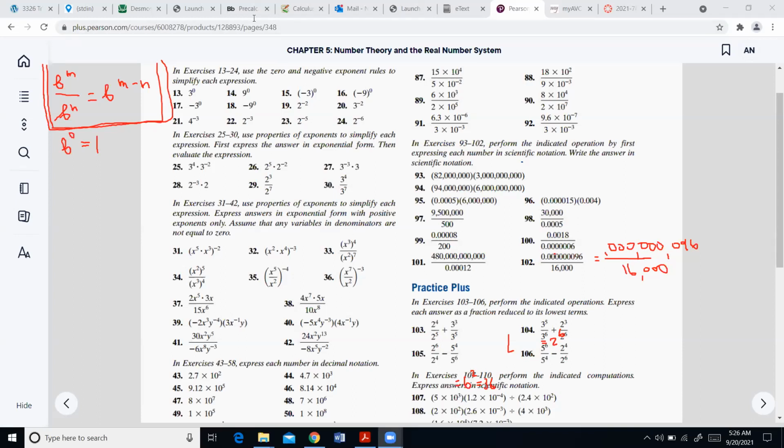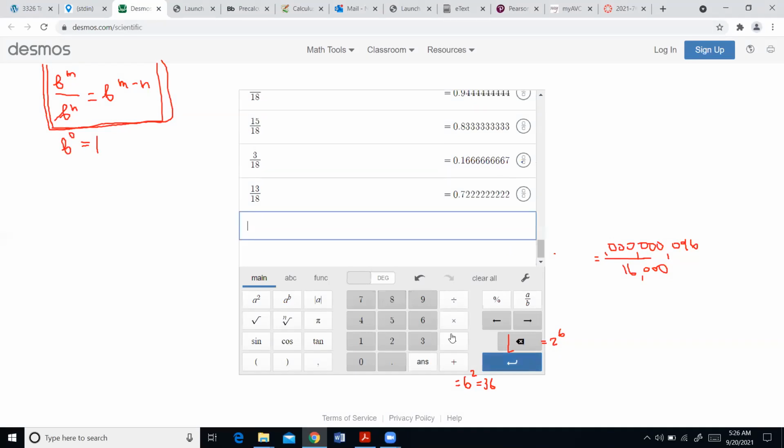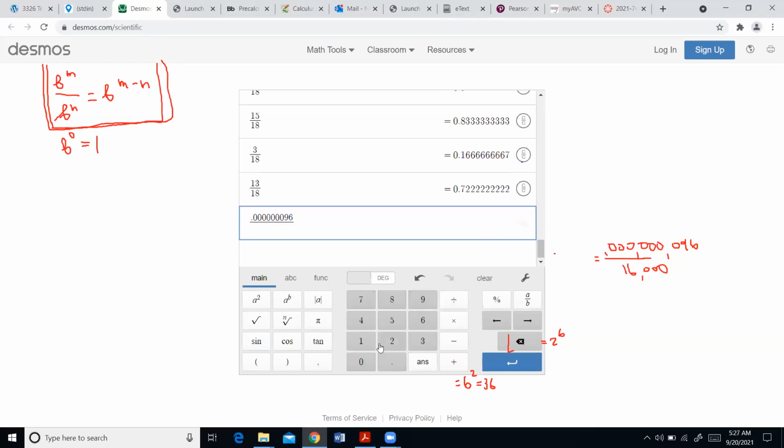Let me do that. Where's my calculator? Here. So I'm going to be taking the point. Now I put 1, 2, 3, 4, 5, 6, 7 zeros and 96. And divide this by 16,000. And look at what I have. 6 times 10 raised to the power of -12. So yes, the calculator gives us scientific notation.